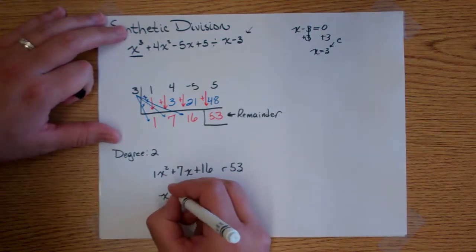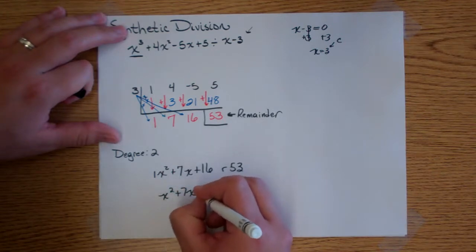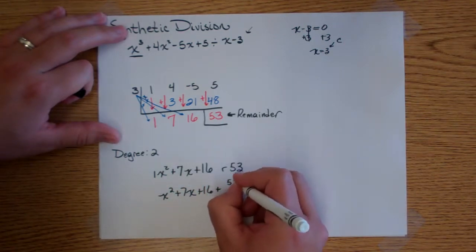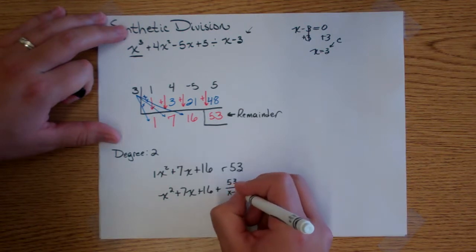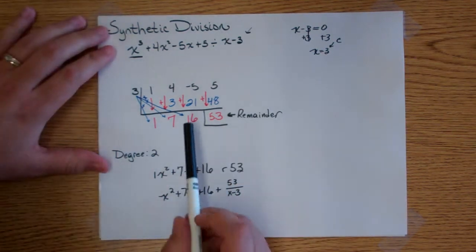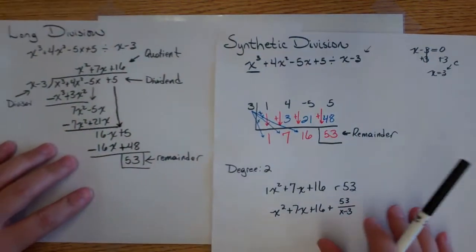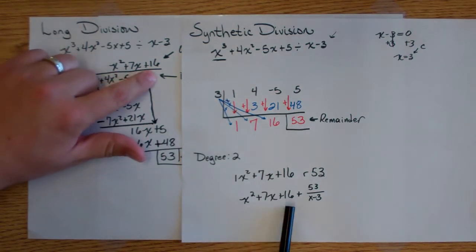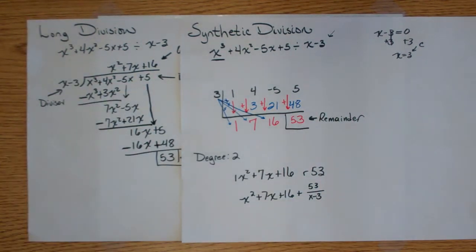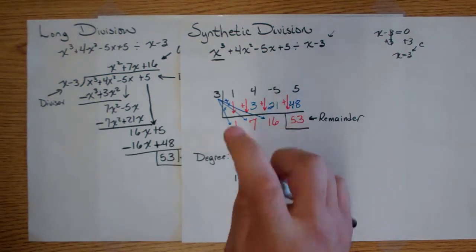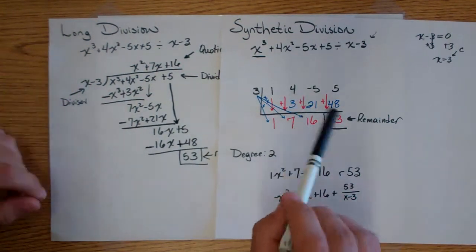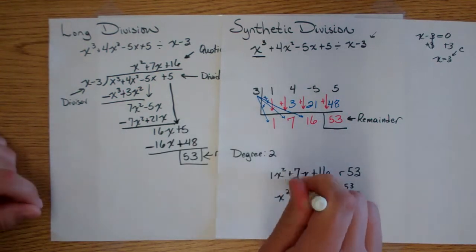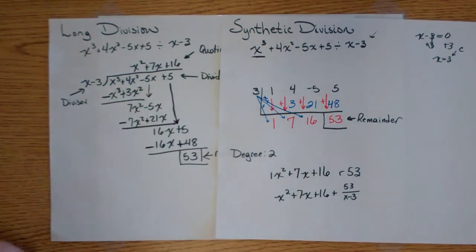Actually, the correct way to write this, including the remainder, would be like this. Okay? So, if you notice, we got the same exact answer both times. X squared plus 7x plus 16, remainder of 53. So, synthetic division, if you want to learn that, is actually easier and quicker to do than polynomial long division. Okay? So if you want to do synthetic division, that is fine.